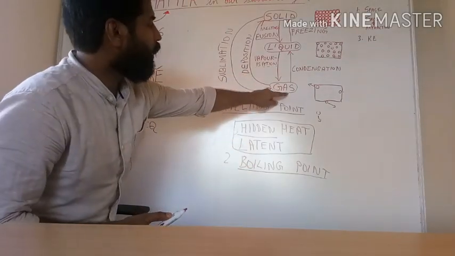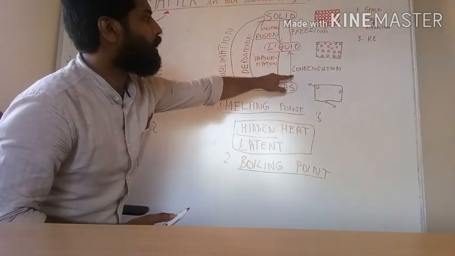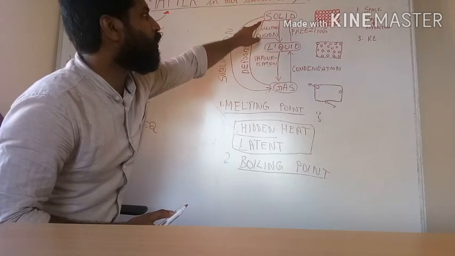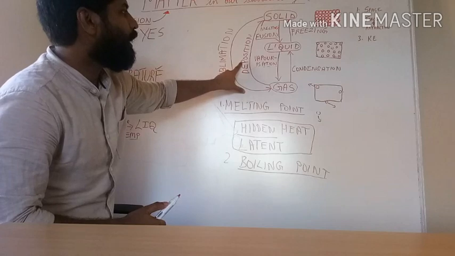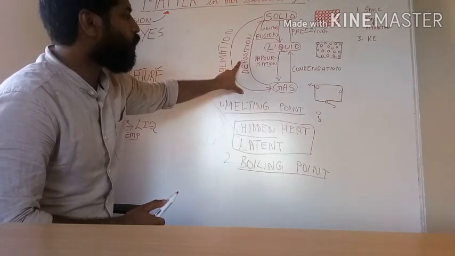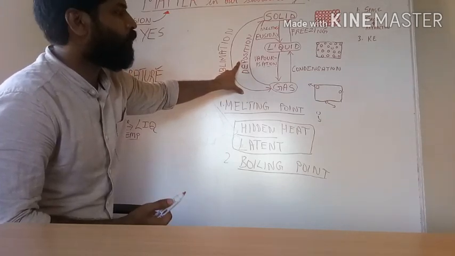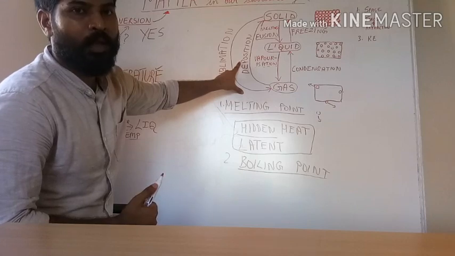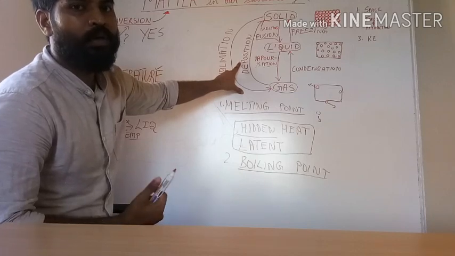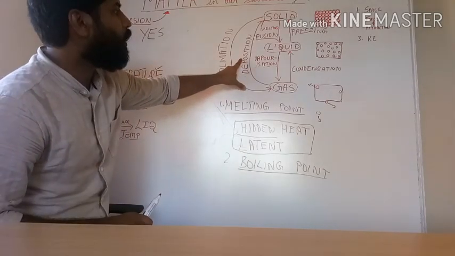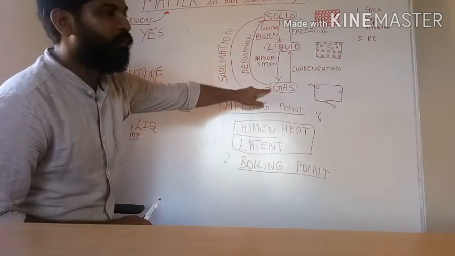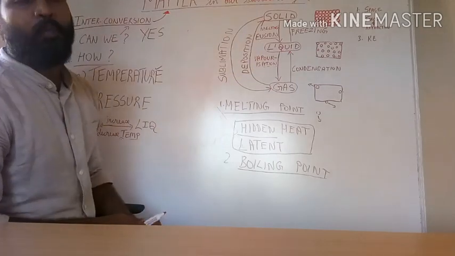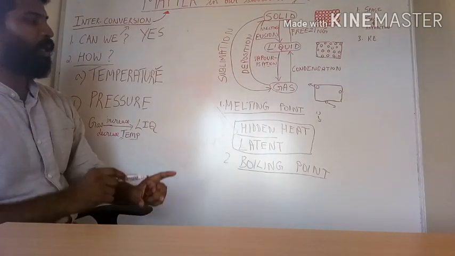And conversion of gas into liquid is called condensation. Liquid into solid is called freezing. Conversion of gas into solid is called deposition. Gas into solid is called deposition. For example, dry ice. Converting carbon dioxide gas into dry ice solid is an example for deposition. And converting a solid into gas directly without the liquid form is called sublimation.